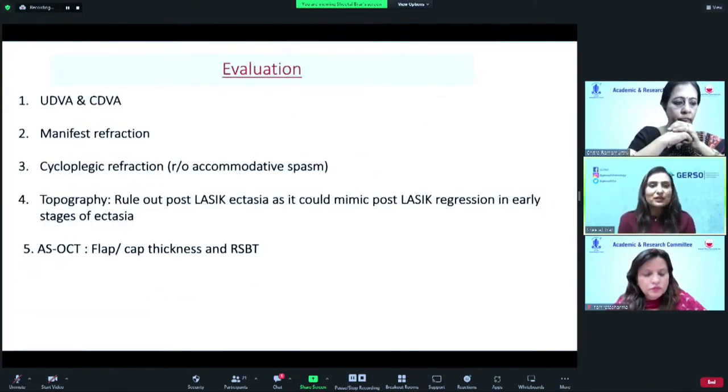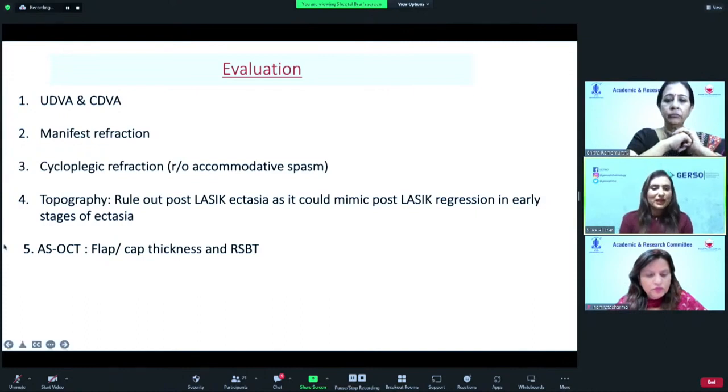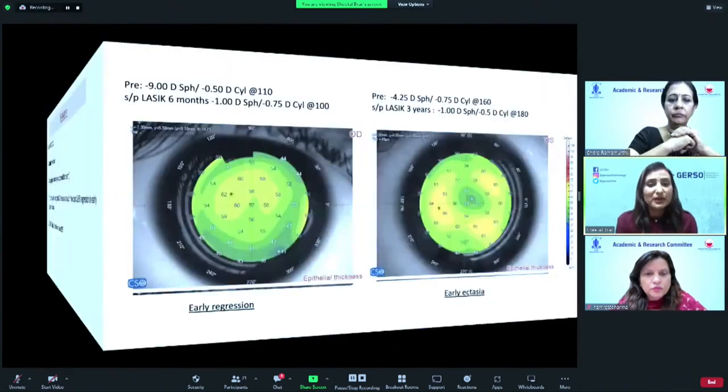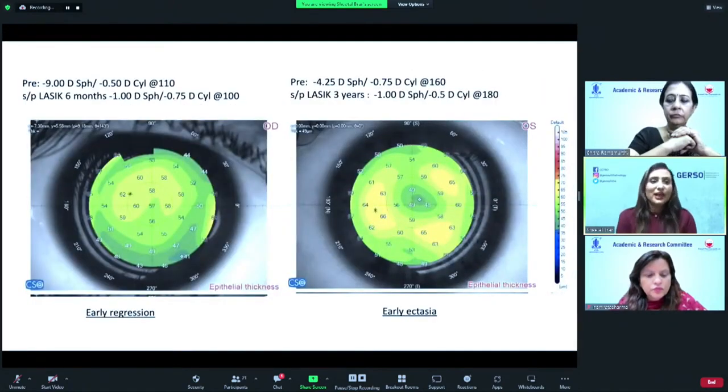To evaluate, we must evaluate the vision of the patient, uncorrected and best corrected, and manifest refraction. Cycloplegic refraction is required to rule out accommodative spasm, and topography is really important to rule out postoperative LASIK ectasia, as early ectasia could mimic early regression. Also, ASOCT to measure the flap or cap thickness and the residual bed thickness is very important to plan the enhancement.